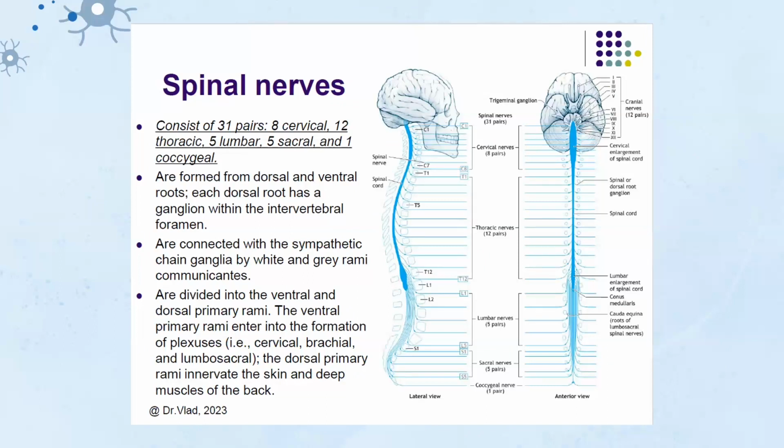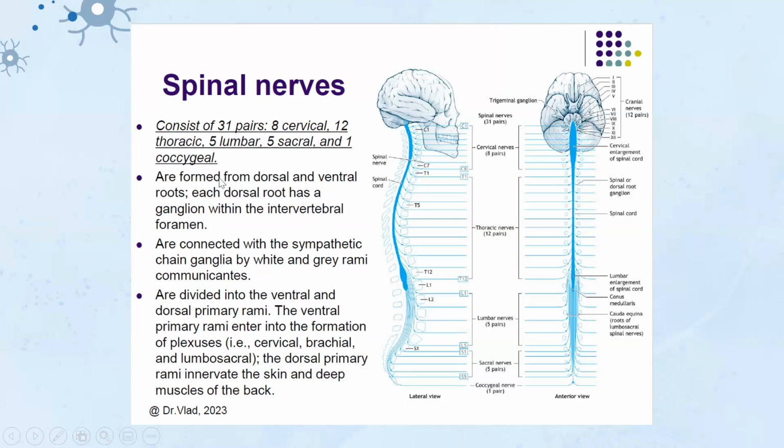Spinal nerves. We said that there are 31 pairs, and the way that spinal nerves are divided is by region. The cervical region has 8 spinal nerves. The thoracic region has 12 pairs of spinal nerves. The lumbar region has 5 pairs. The sacral region has 5 pairs, and the coccygeal region has only one pair of spinal nerves.